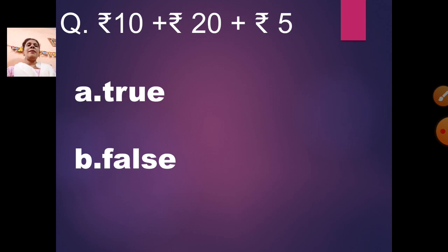Now, rupees 10 plus rupees 20 plus rupees 5 is equal to rupees 35. Option A true, option B false. Let us see.